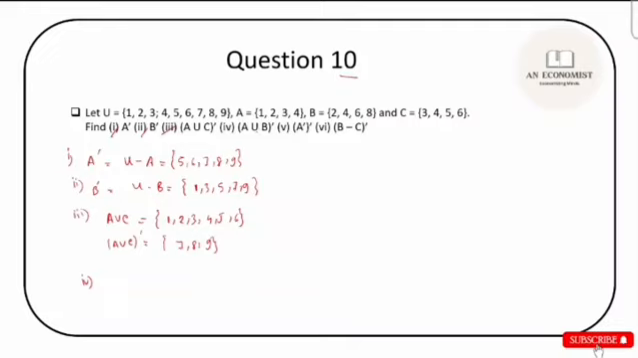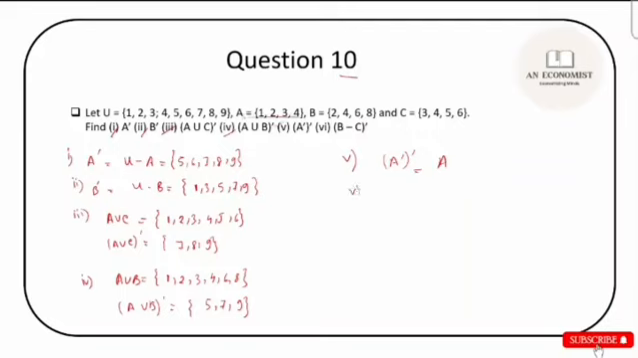It says A union B complement. Find out A union B first. It will be 1, 2, 3, 4, 6, 8. Then take the complement of that. It will be 5, 7, 9. Question number 5. A complement is nothing but A. So A is given as this. This will be the answer.